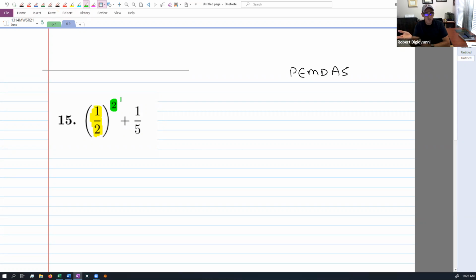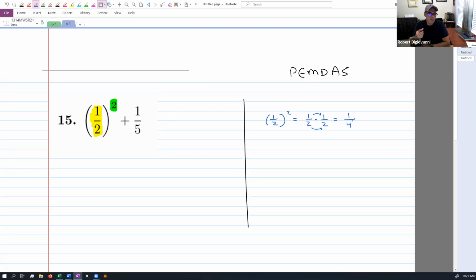The definition of squaring something is multiplying it times itself, right? So I'm going to do this on the side again, like scratch work. I'm going to do 1/2 squared, which really means take 1/2 and multiply it times itself, 1/2. And multiplication just goes straight across. So 1 times 1 is 1, and 2 times 2 is 4. So you get 1/4.